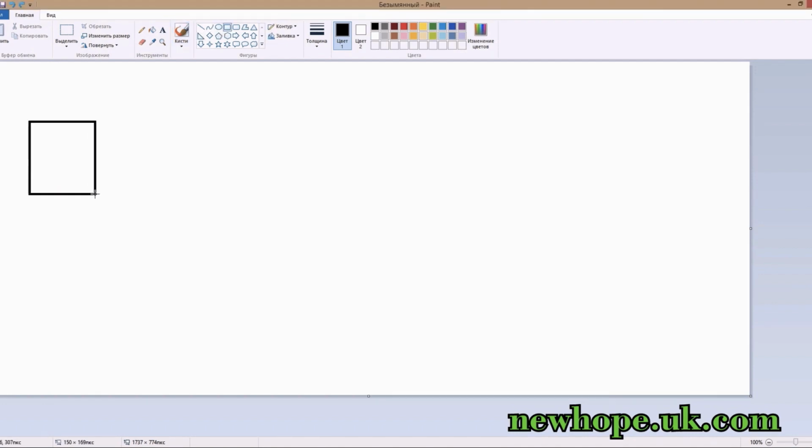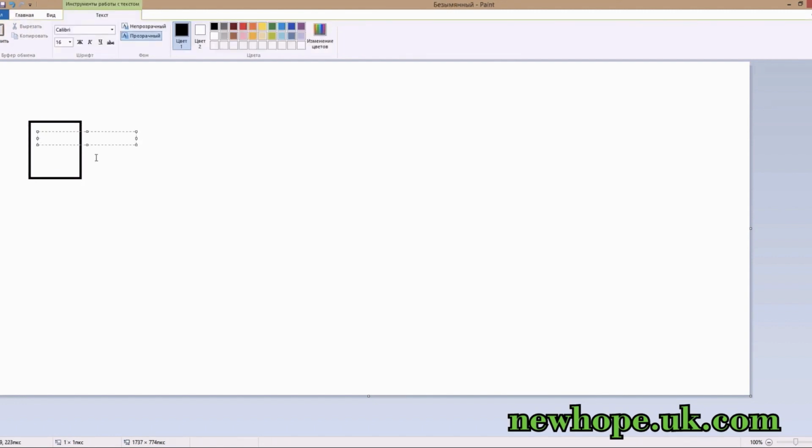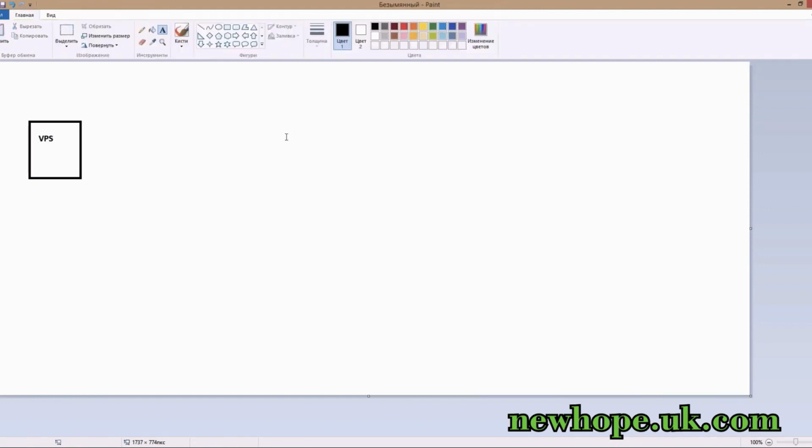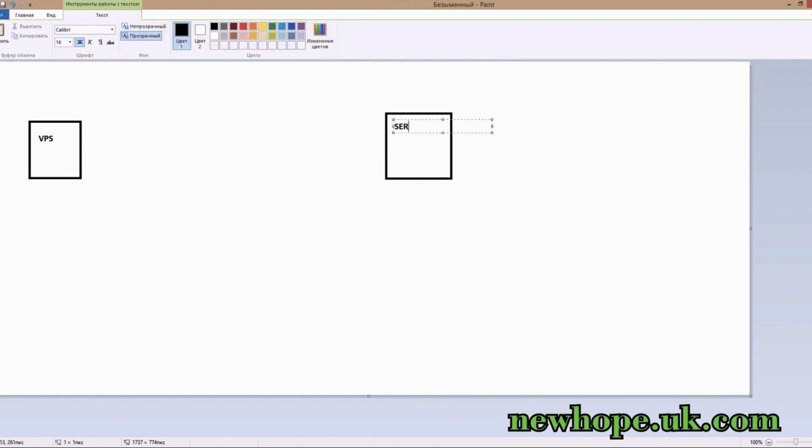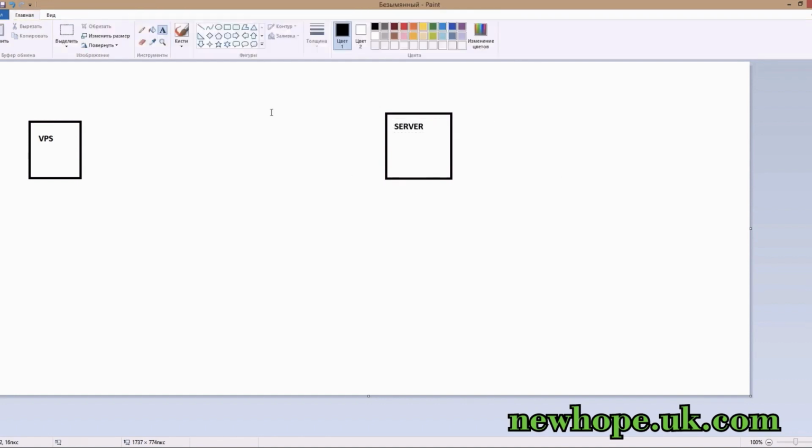Let's start with your computer. This, for example, is your VPS on which you trade. There is also a broker's trading server. Between them, a two-way connection is established.